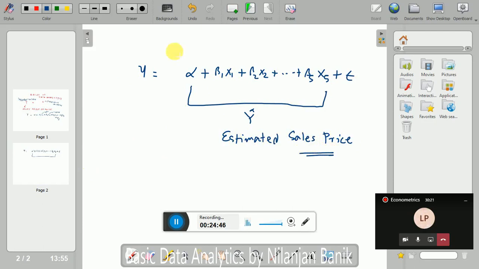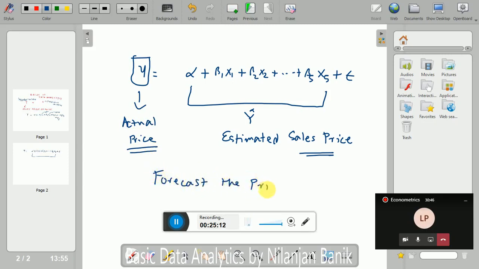Now, this is the actual sales price. This is my actual sales price. Now, you as a data analyst, or as a modeler, or as a researcher, your success or failure depends upon how well you are going to forecast the price of a house, right?